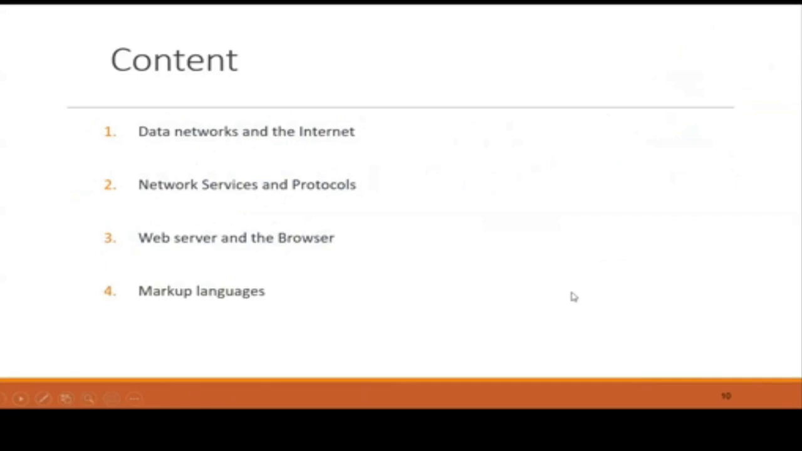So during today's lecture, students, we are going to learn about data networks and the internet. When it says data network and internet, all these words are very familiar to you, but we are going to see what the definitions of data network and internet are.